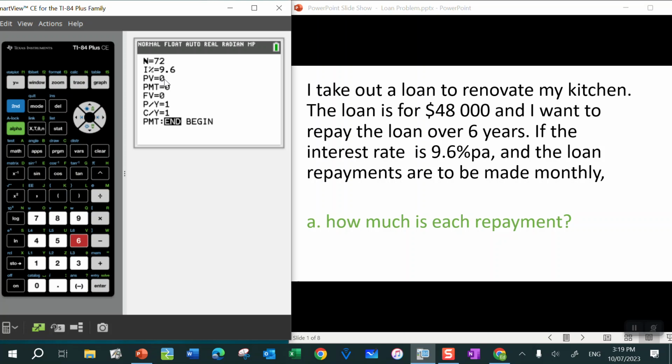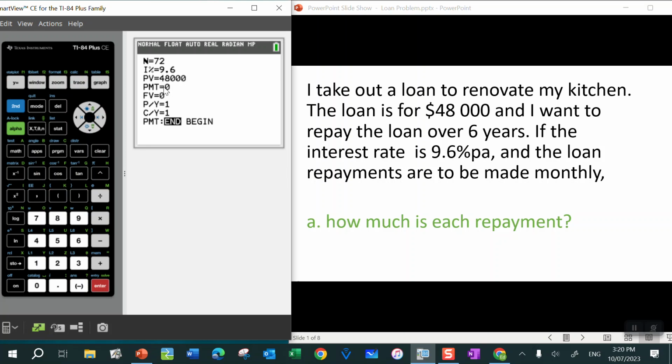PV is the present value of the loan. That, in this case, is $48,000. That's the value of the loan. If you're doing an investment, it would be the value of the investment. And PMT we leave blank because that's what we want to solve. That stands for payment. It's going to tell us, when we solve it, what the payments will be per month. So we just enter over that. FV equals 0, because the future value of the loan we want to be 0. We want to pay it off totally, so we want it to equal 0 at the end.